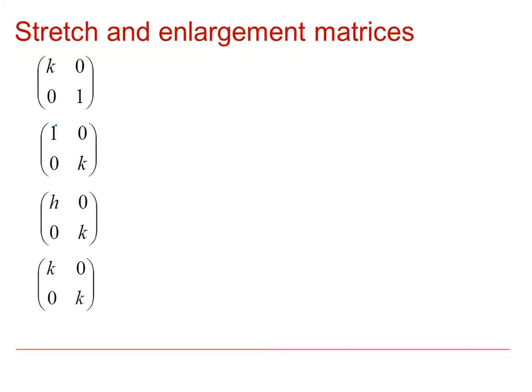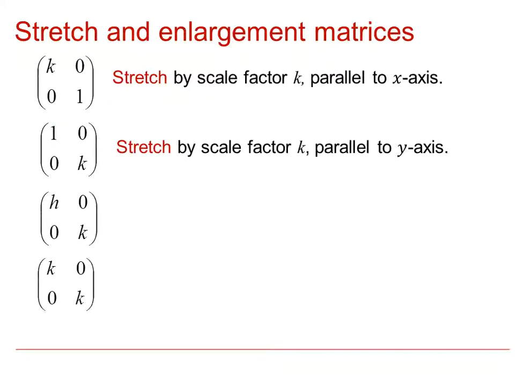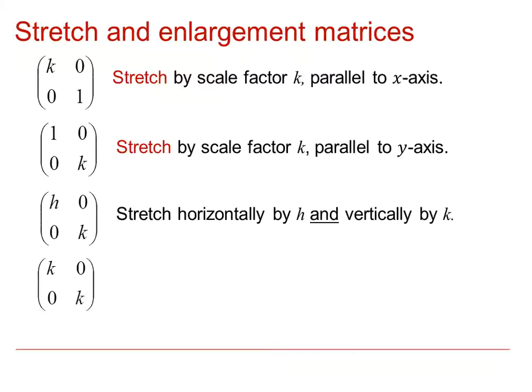So in summary, k, 0, 0, 1 is a stretch parallel to the x-axis by a scale factor k. 1, 0, 0, k is a stretch by scale factor k parallel to the y-axis. h, 0, 0, k is a stretch horizontally by h and at the same time vertically by k. And k, 0, 0, k is an enlargement by scale factor k.